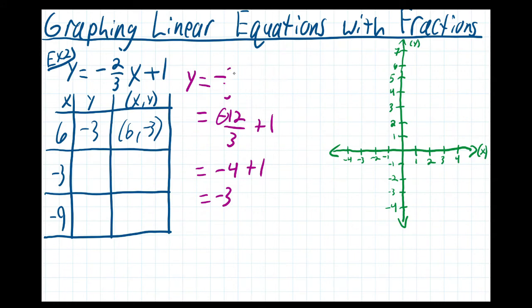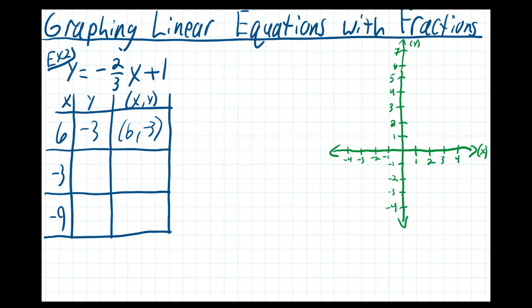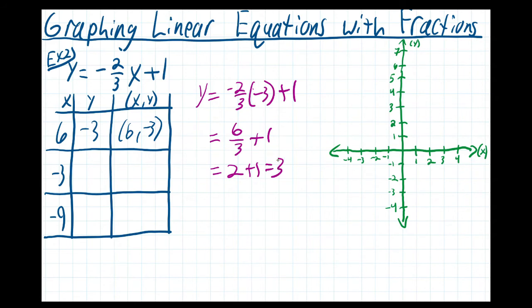Now let's take a look at what happens when we plug in negative 3. So here, y is equal to negative 2/3 times negative 3 plus 1. So negative 2 times negative 3, we're getting positive 6 up top, divided by 3 plus 1. So 6 divided by 3 is going to be 2 plus 1, and you get 3 for your answer there. So when x is negative 3, y is positive 3. We get the point negative 3, 3.